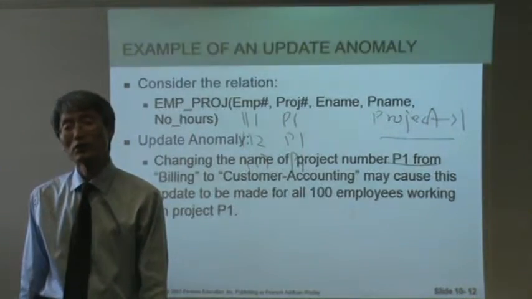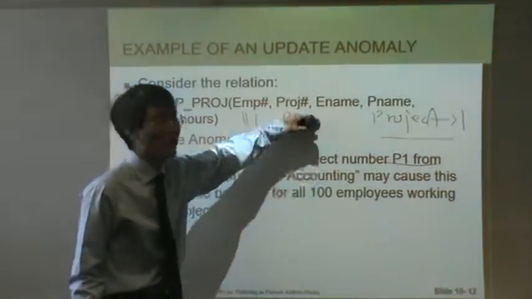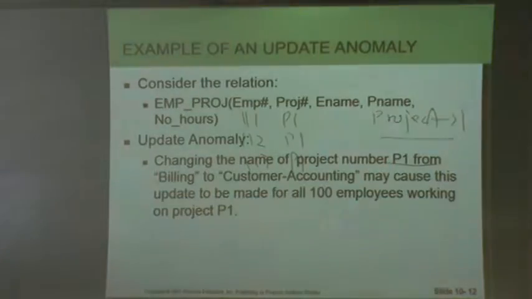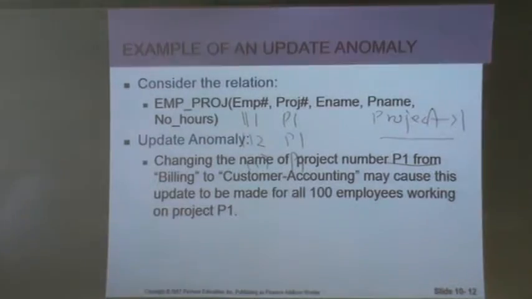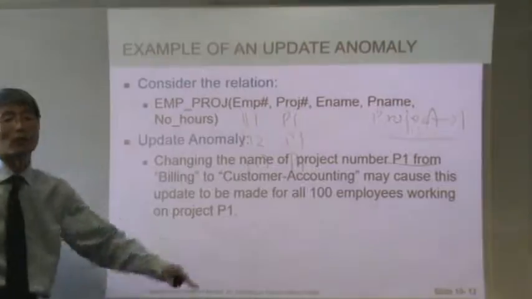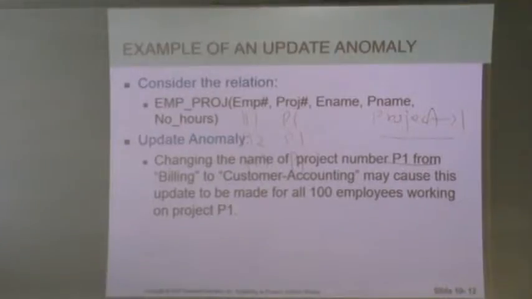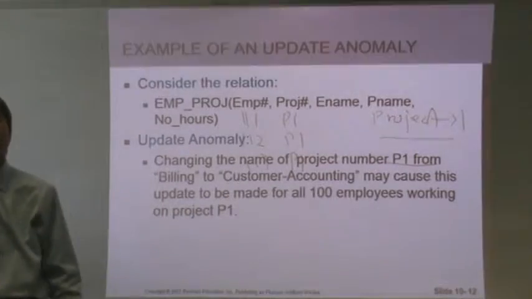That's not good. We just change one project, but you need to change many data. Why is this happening? Because of the redundancy. Okay? That's called the update anomaly. Actually, we expect to update one data, one project, but we need to update many tuples. So that is called the update anomaly.